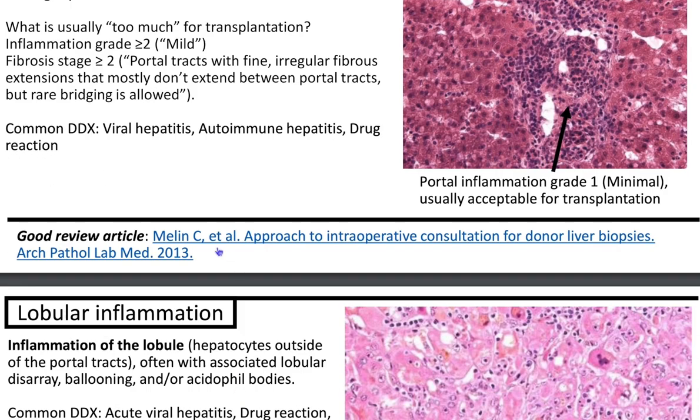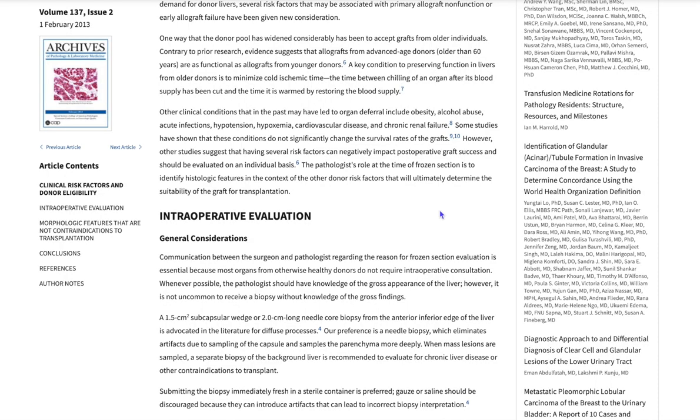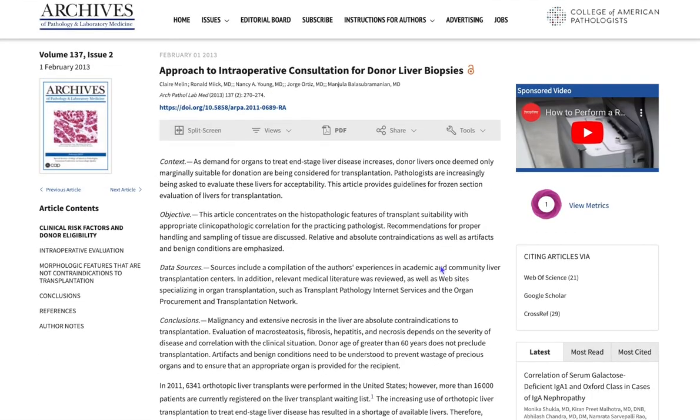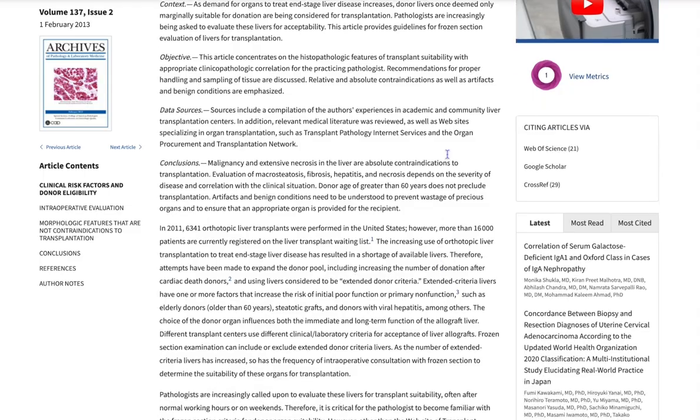And Dr. Schaberg provides a great article on intraoperative consultation for donor liver biopsy. It's published by the Archives of Pathology and Laboratory Medicine and freely accessible.